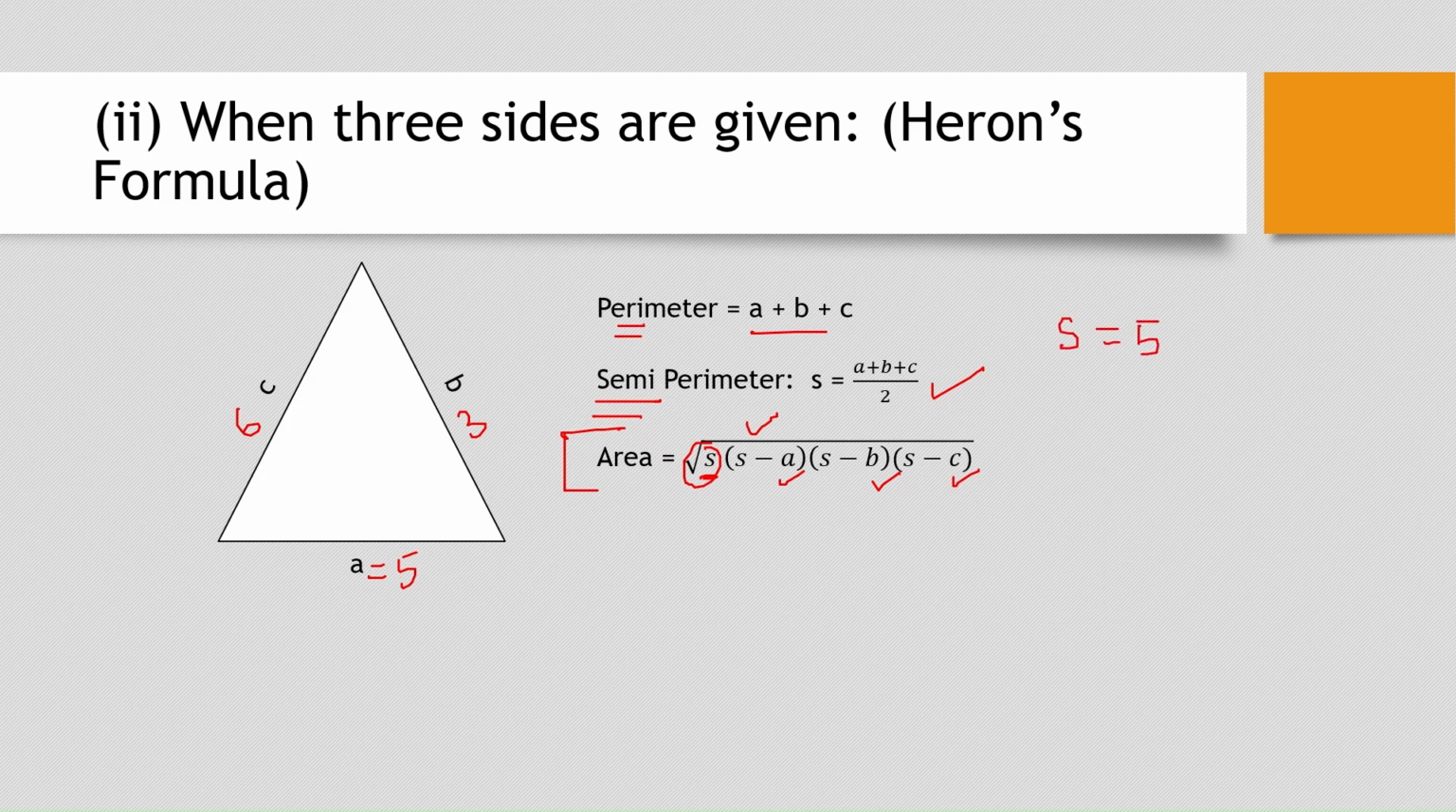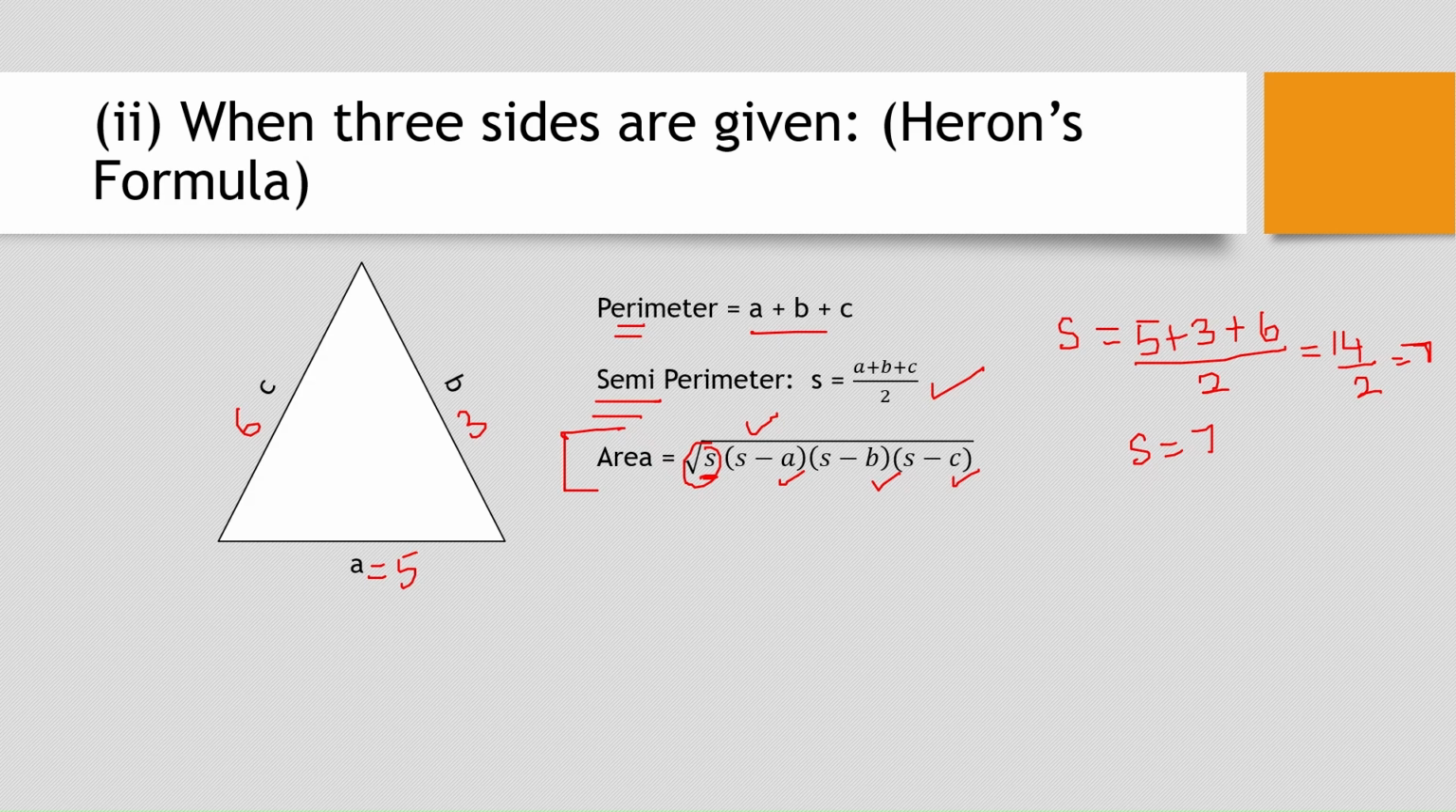What is S equal to? Add all the three sides, 5 plus 3 plus 6, and divide that by 2. Then what will you get? 5 plus 3 is 8. 8 plus 6 is equal to 14. So 14 by 2, it's nothing but 7. So we got the value of S as 7.